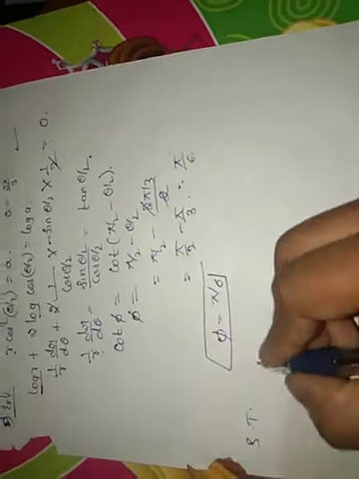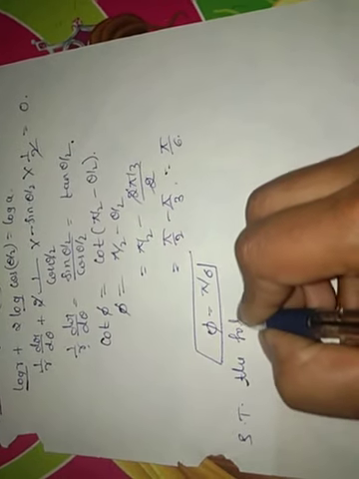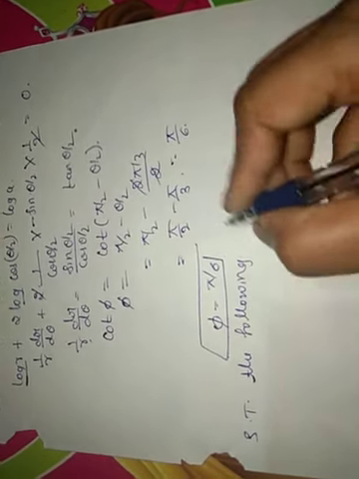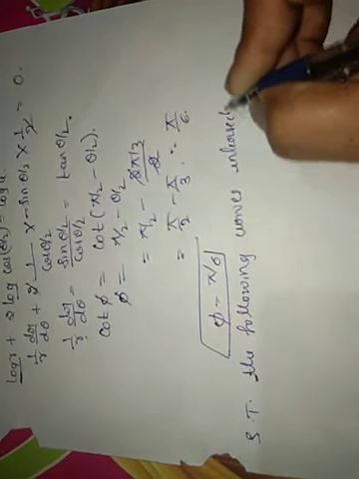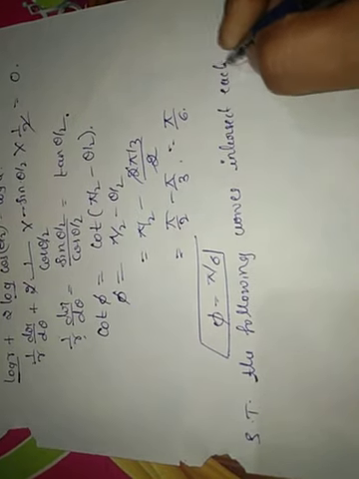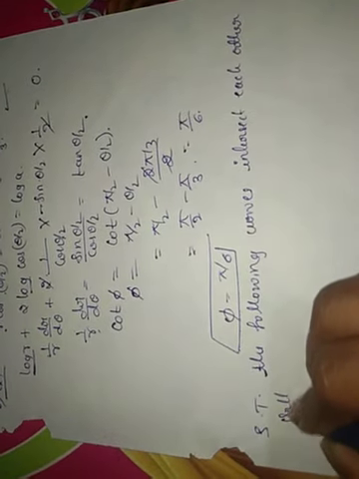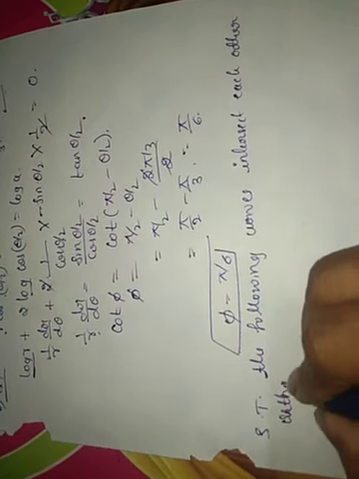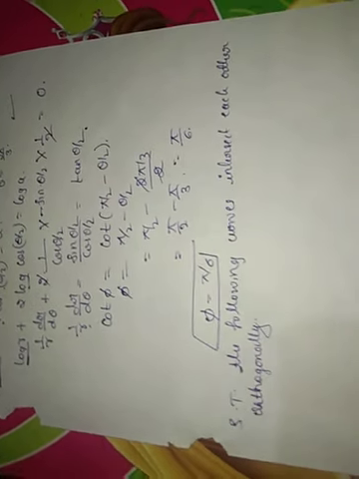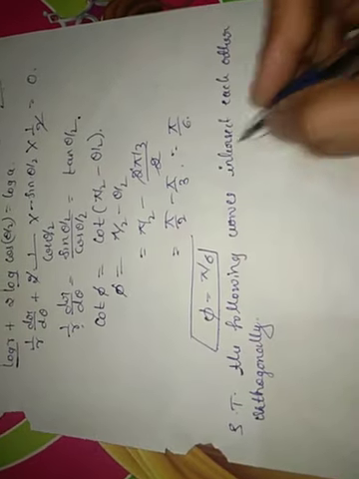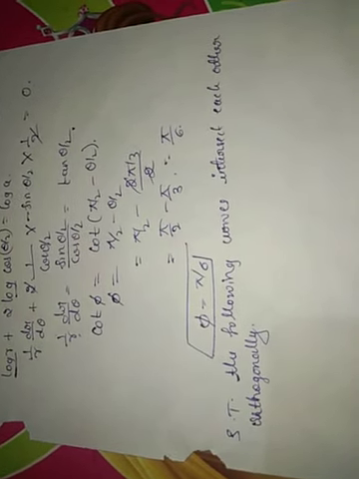So the next kind of example is: show that the following curves intersect each other orthogonally.